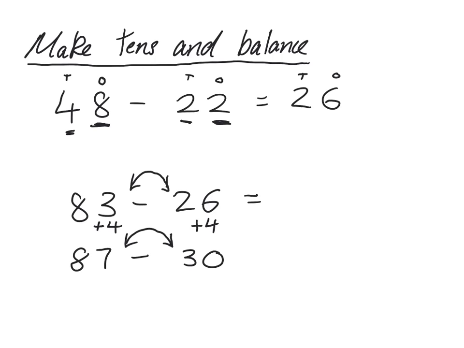Now, 87 take away 30, much easier sum for me to do. Starting with those ones again, 7 take away nothing leaves me with 7, and 8 take away 3 leaves me with 5. So, 83 take away 26 is 57. What I did was make tens and I balanced it, okay?